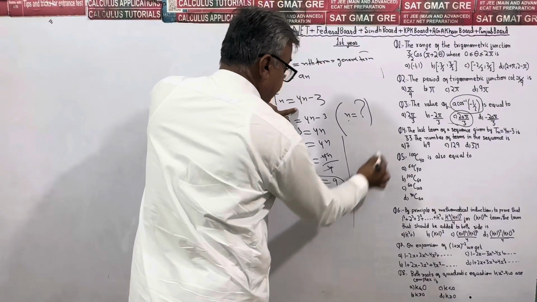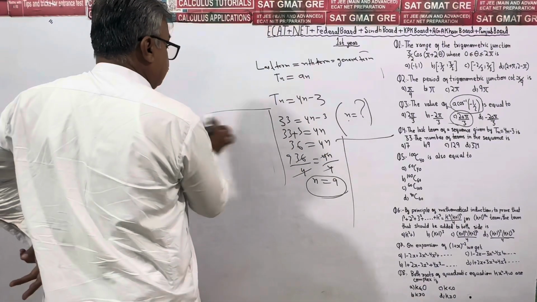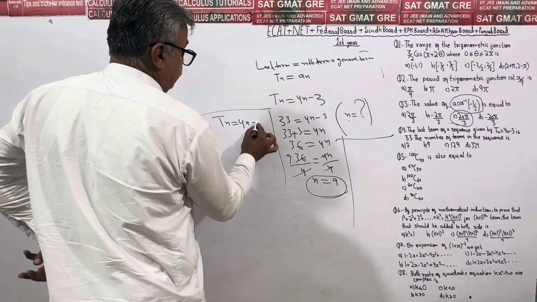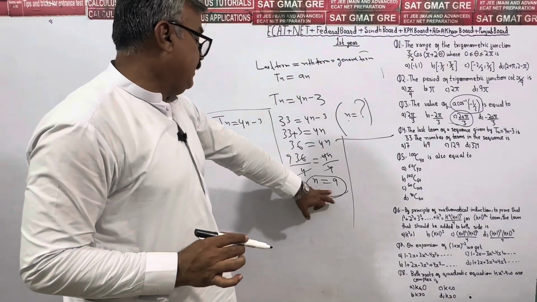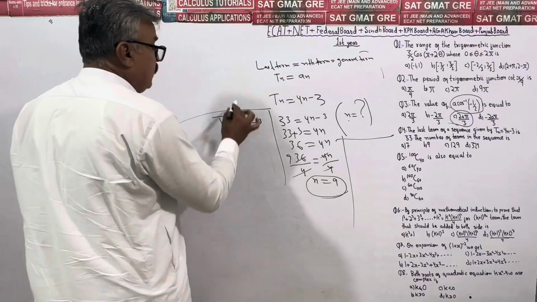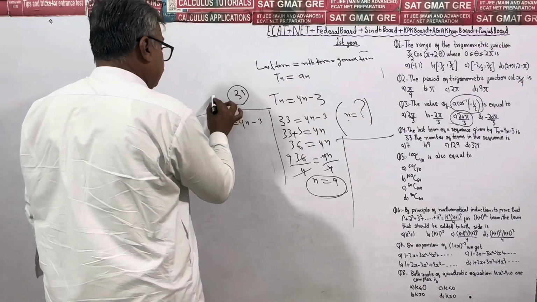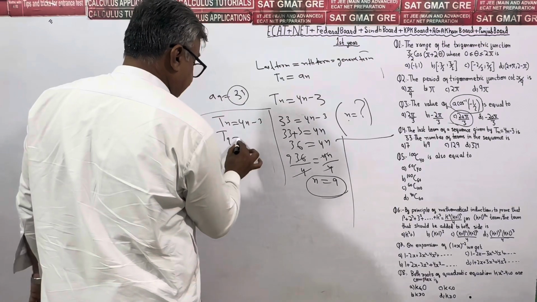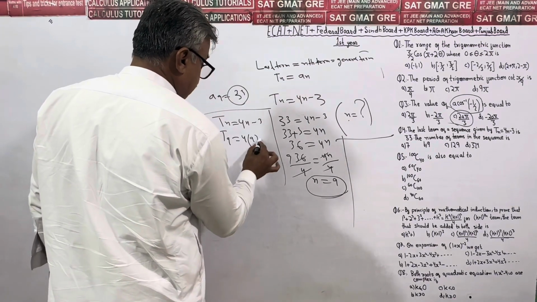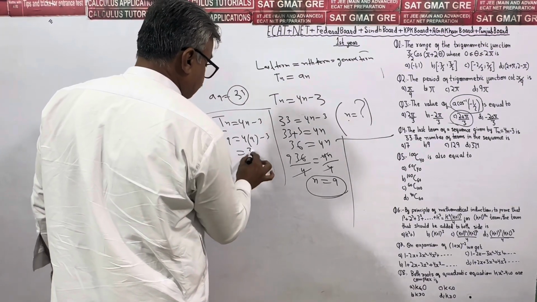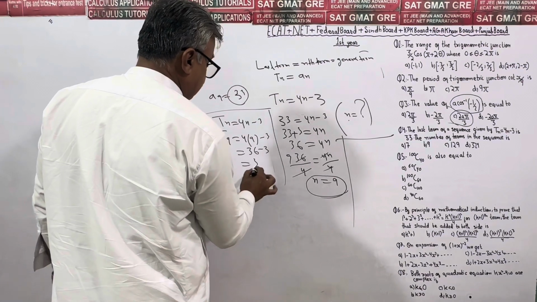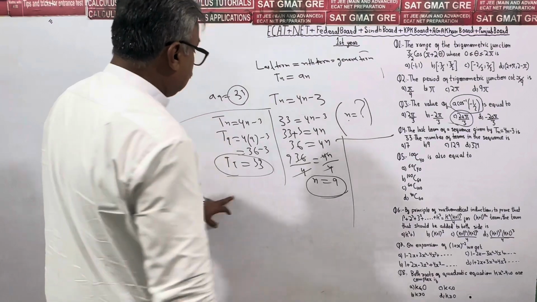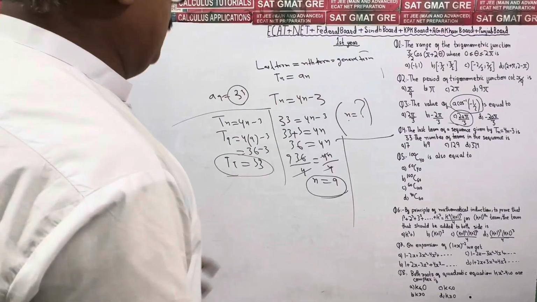One can verify by putting n equal to 9 in the general term, Tn equal to 4n minus 3. We have arrived that 33 is the ninth term. Let's verify. T9 is 4 times 9 minus 3. 4 times 9 is 36, minus 3, that is equal to 33. Yes, the ninth term is 33. We have verified as well.